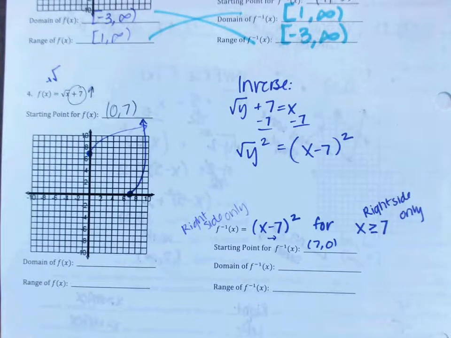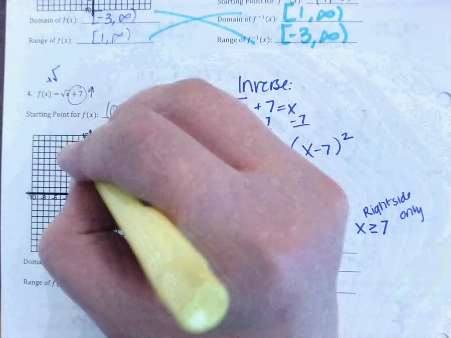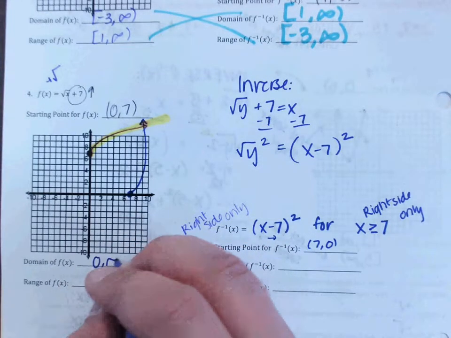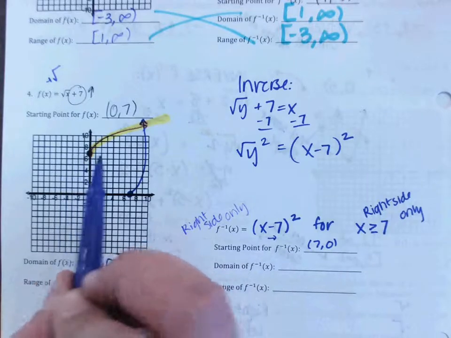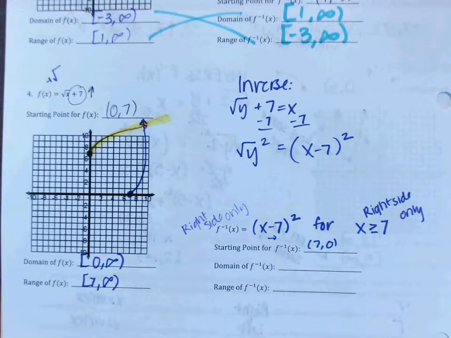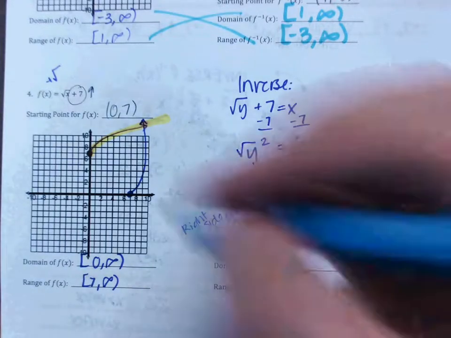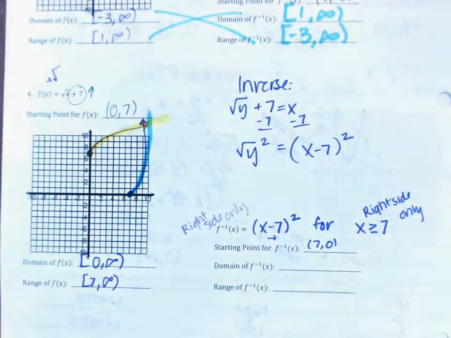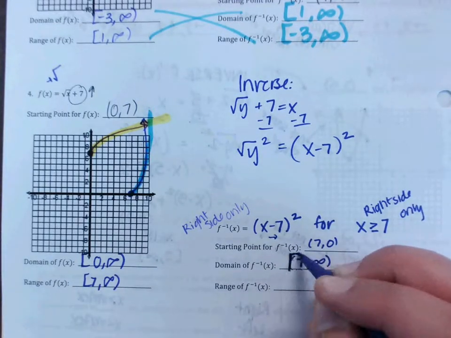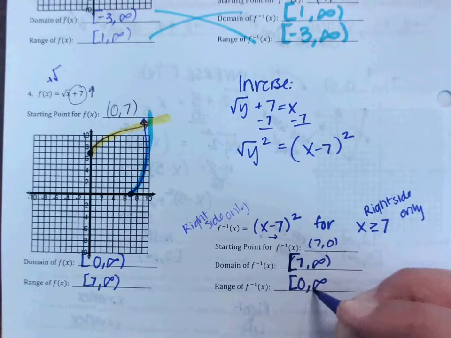Okay? Now, if you were to check the domain of the first graph, that's this one, what would my domain be for the yellow graph I just highlighted? 0 to infinity. What would my range be? How low is it? 7 to infinity. But then for my new graph, you should see that those are reversed. For this graph here, we'll highlight it in blue. Okay, what's my domain? 7 to infinity. And then what's my range? 0 to infinity. Good.